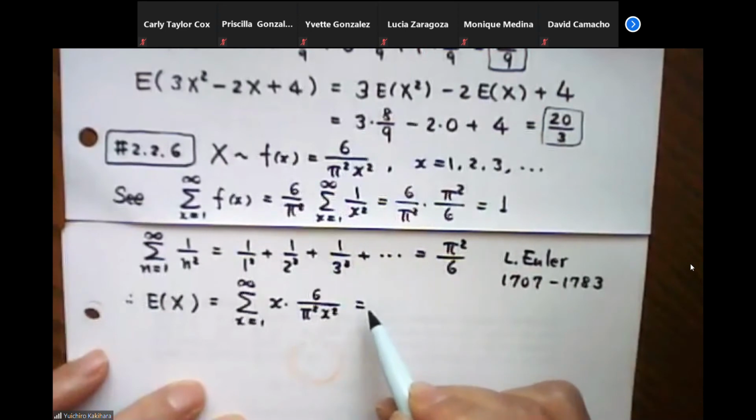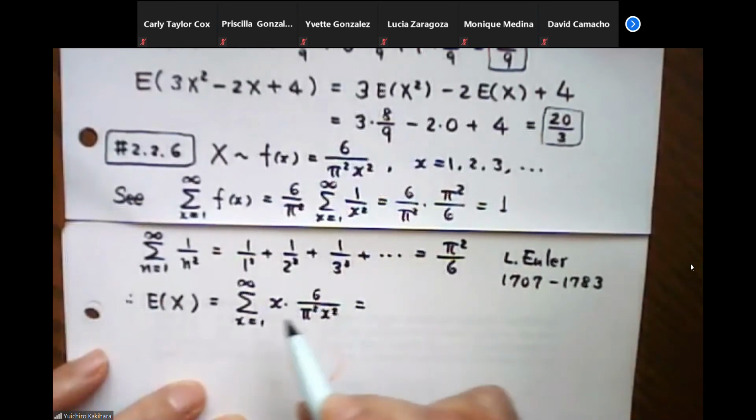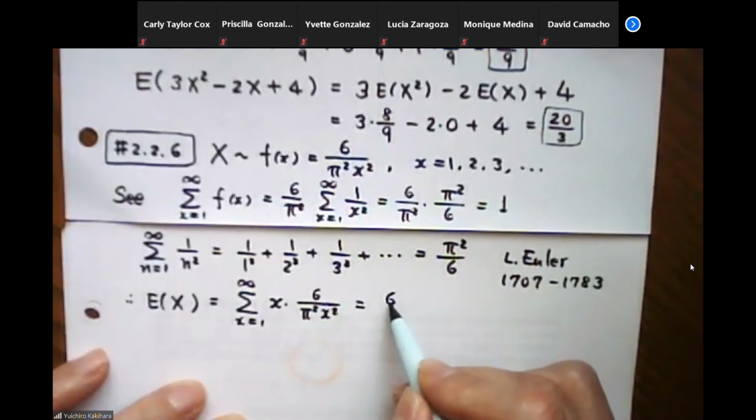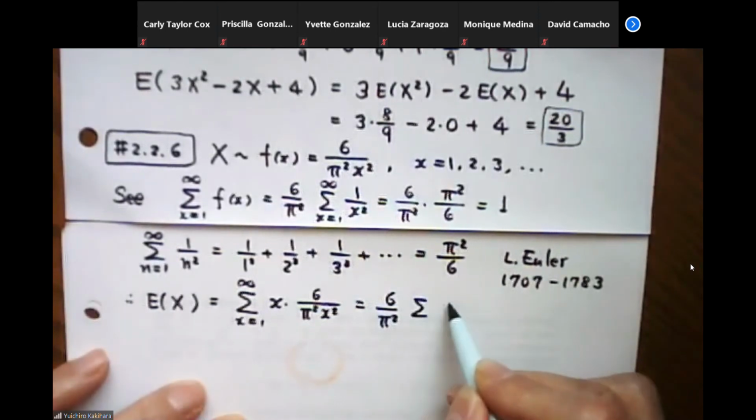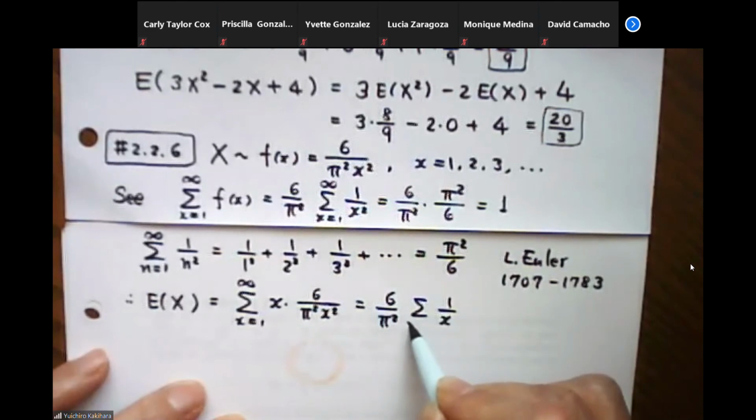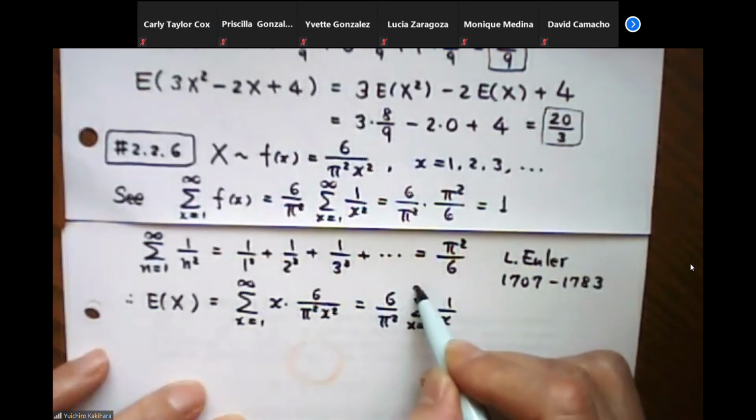If you simplify, then 6 over pi squared goes outside, and x over x squared is 1 over x. So 6 over pi squared outside, and then sigma of 1 over x, x is equal to 1 through infinity. What do you think?